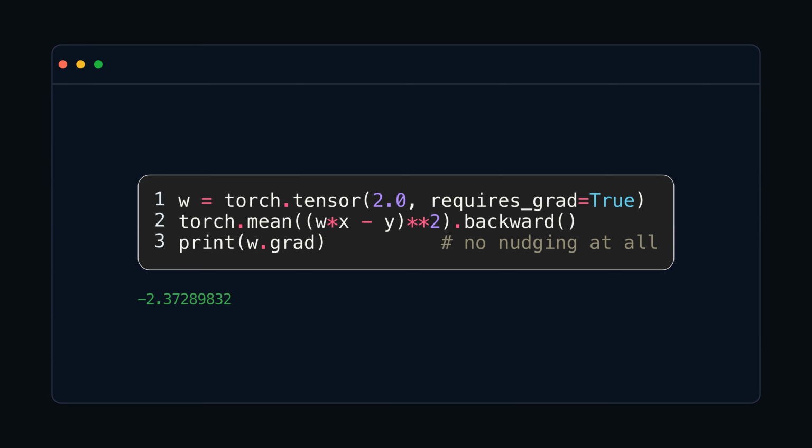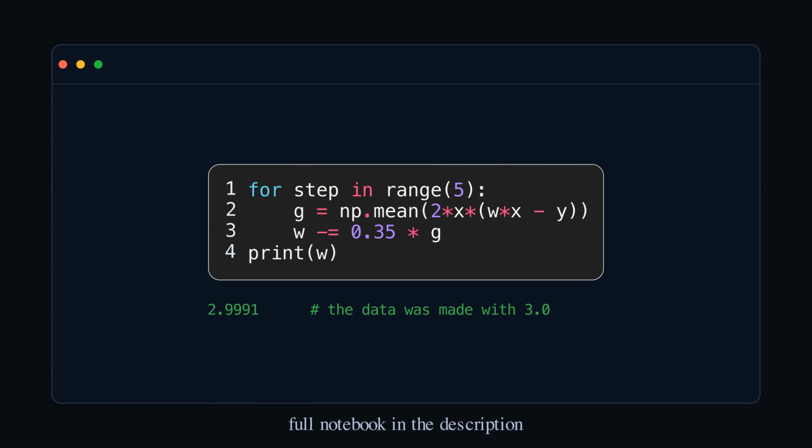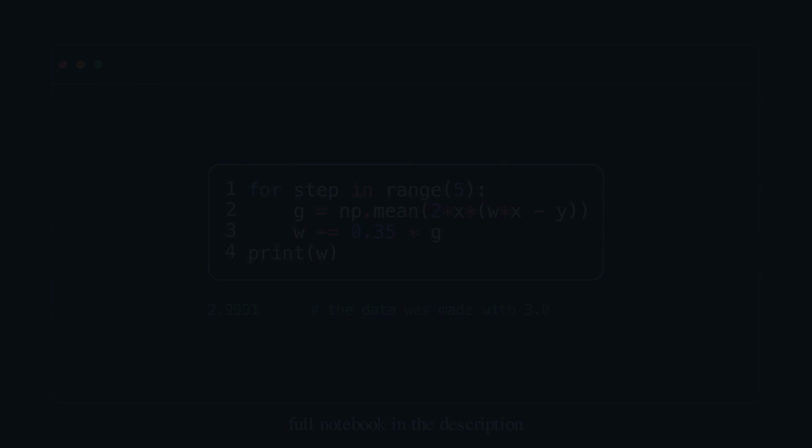Autograd gets the same number with no nudging at all and no floor. That is the machinery every framework is built on. And 5 steps of following that number lands on 2.9991. The model found the weight the data was really made with. The whole notebook is in the description. Run it, change the numbers, break it yourself.